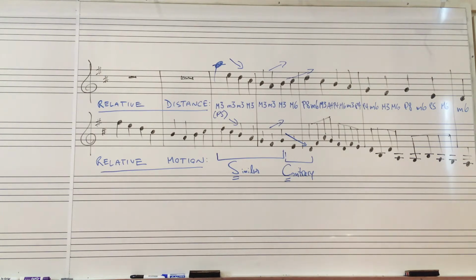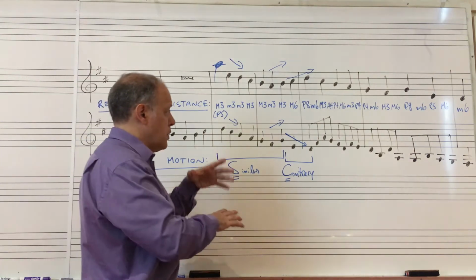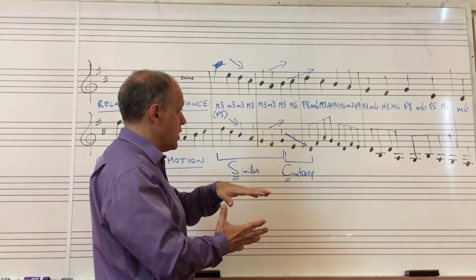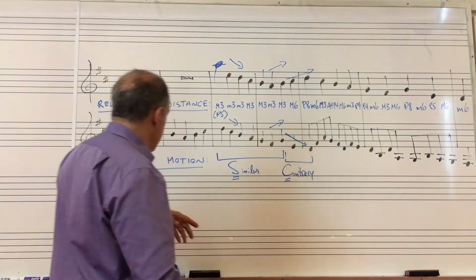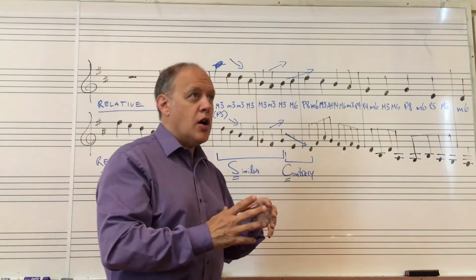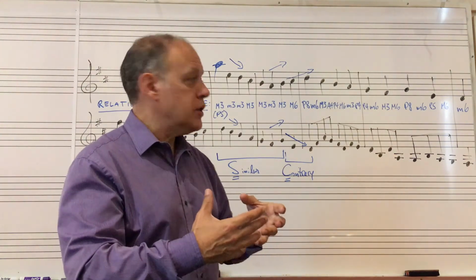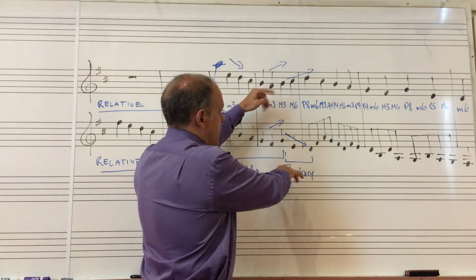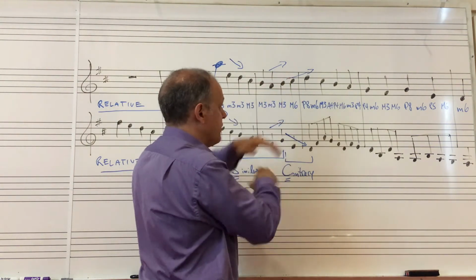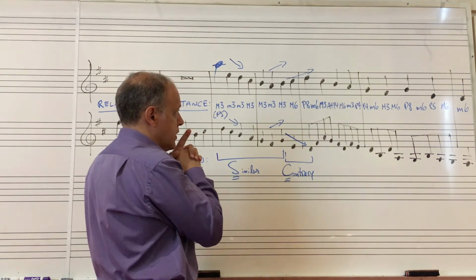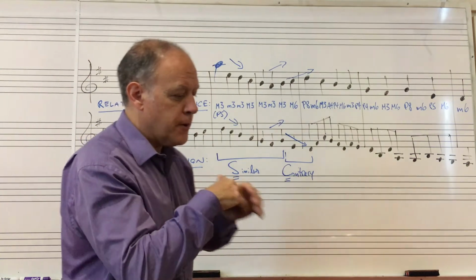Right away, my ear has a chance to sense melodic independence, that they're not kind of in lockstep with each other. So in this sense, relative motion and relative distance are complementary to one another. As contrary motion takes place, I'm going to see that reflected in the relative distance between the intervals. And this is something that's very important.